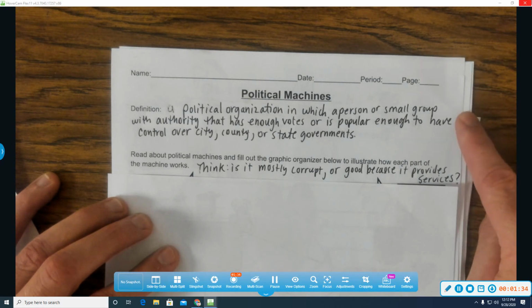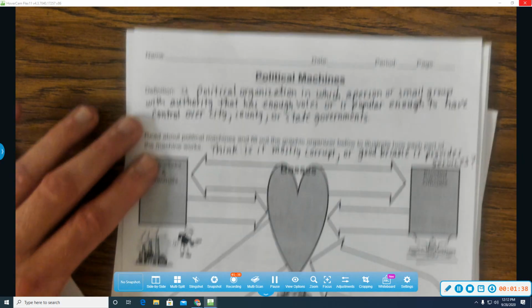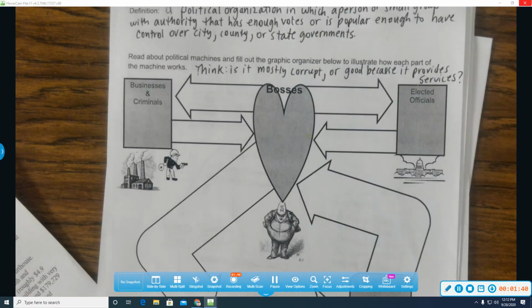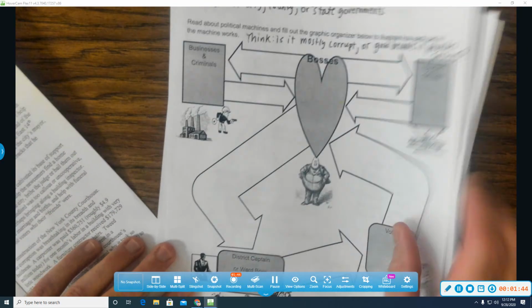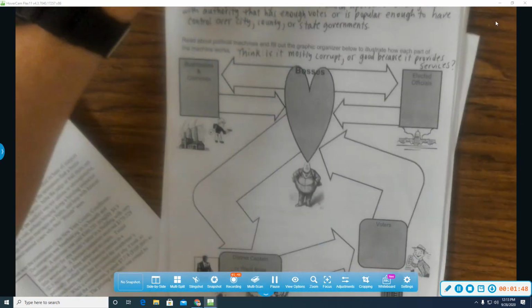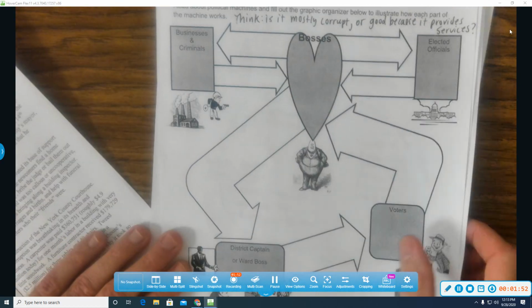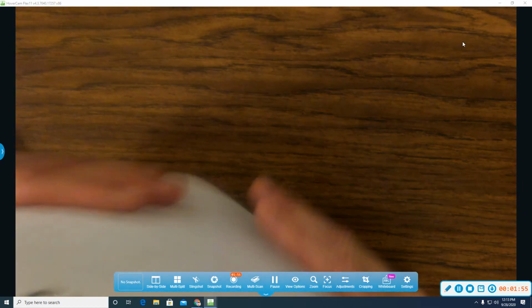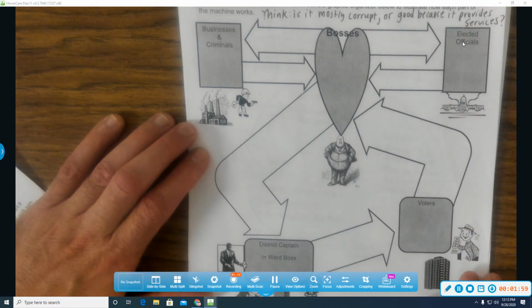Okay, so anyway, let's go ahead and do the graphic organizer, and let me explain why it's designed the way it is. Let me give it some more room here. As you can see, there are all these different arrows, and the reason it's designed this way is so that you can see that it works like a machine.